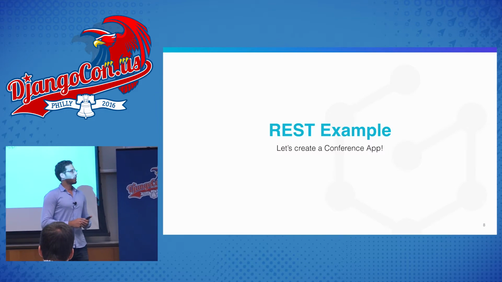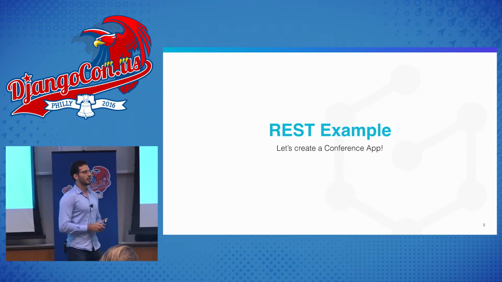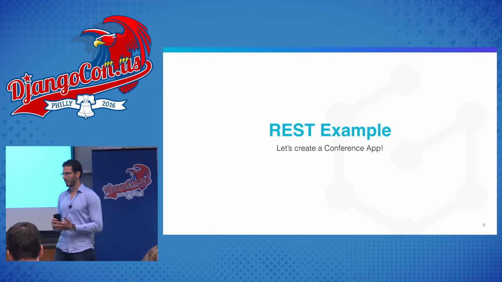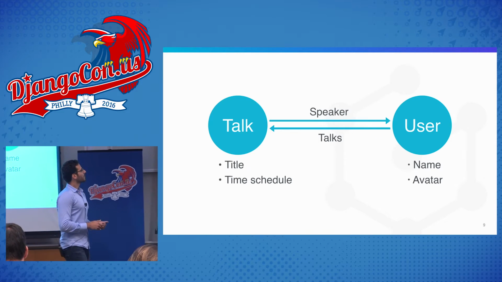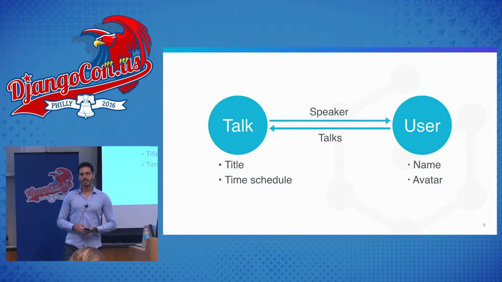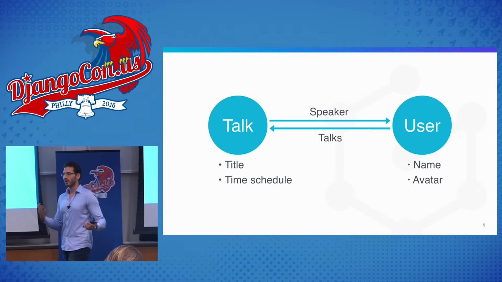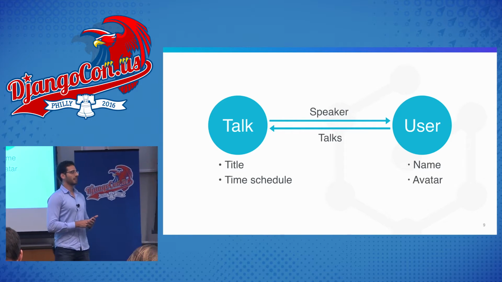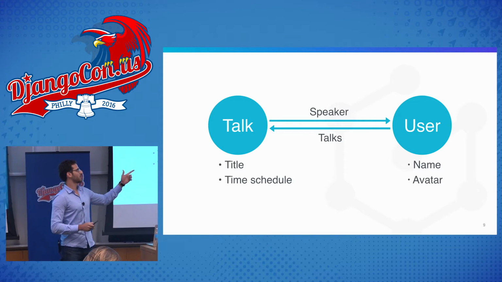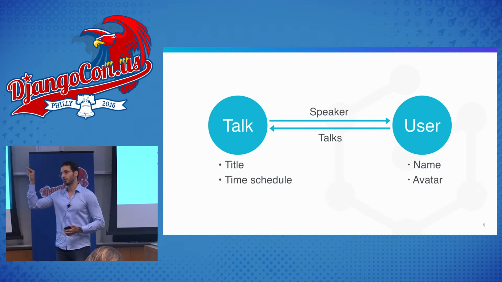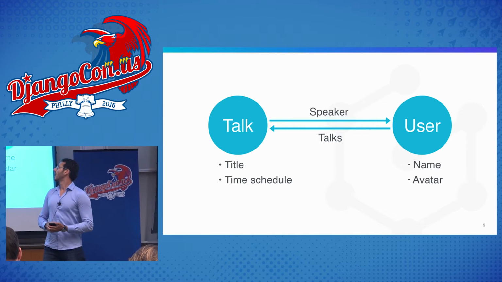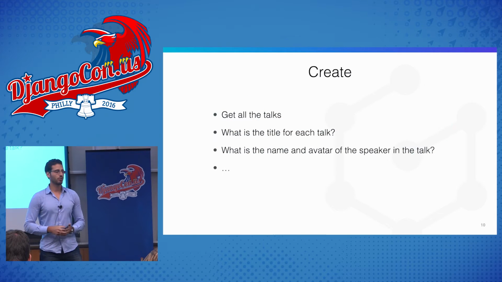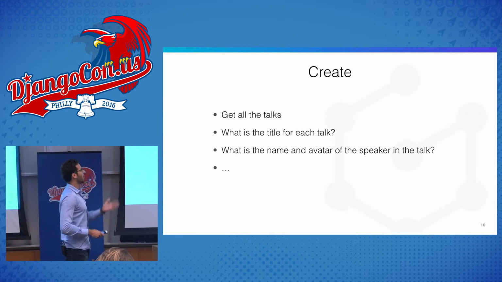So I will do a very quick example about REST. Imagine we want to create a conference application where we have talks and we have speakers. These talks have a title and a time schedule, so when the talk is happening. And also we have the user model, which has a name and an avatar. A talk has a speaker, which is a user, and we can get the talks of a user, which is referencing the talk model.